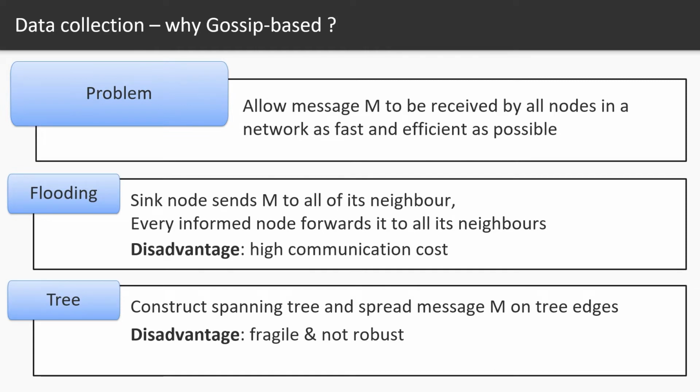And what the tree-based algorithm offers is constructing a spanning tree and spreading the message on the tree edges. The biggest disadvantage of this one was that it is fragile, as we studied before, and it is not robust because it cannot tolerate link failures. And if a link failure happens on any edge, it destroys the complete chain of the nodes.